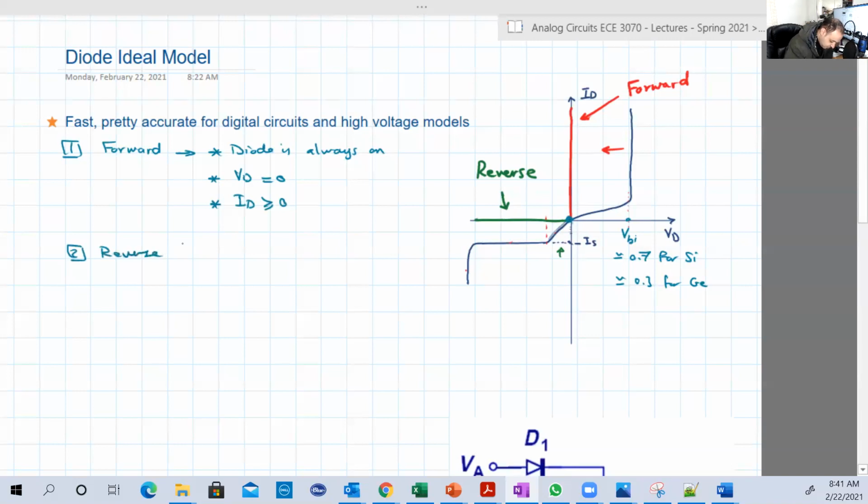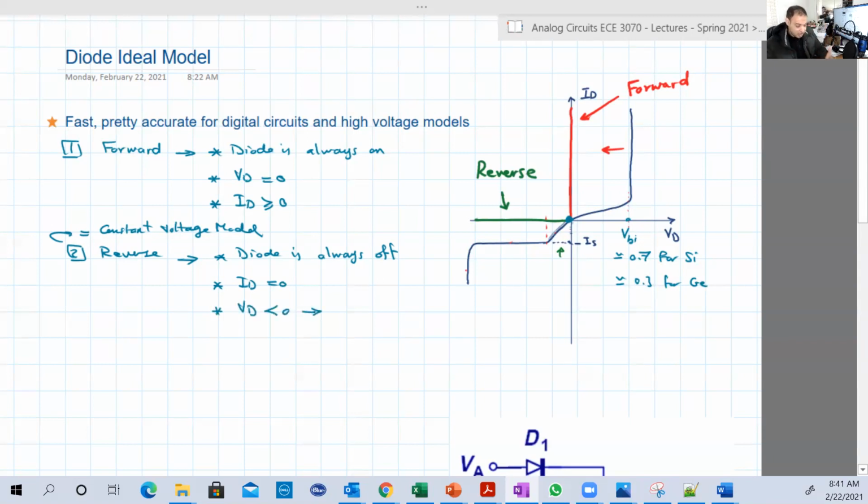So in reverse, the diode is always off once you see it, just like the constant voltage model. So nothing new here, exactly equal to the constant voltage model. The diode is off, ID equal to 0 because it's off, basically. And VD must be negative. VD is less than 0, as an absolute value, -5, -4.